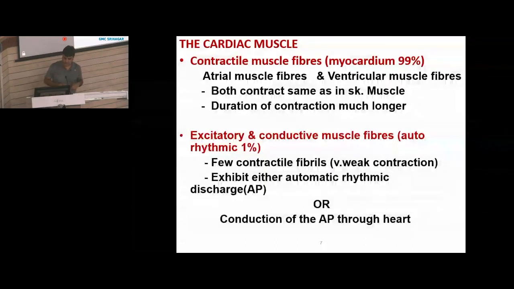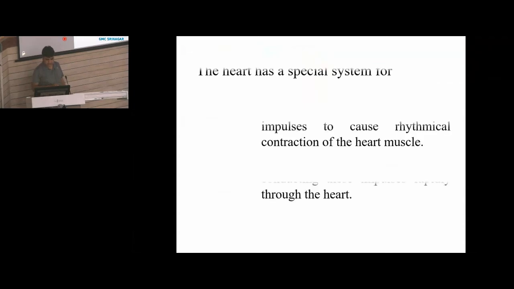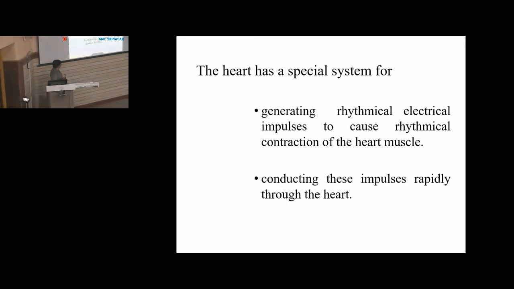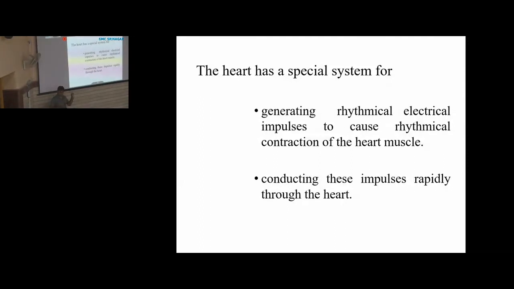So let us move forward. This is what I was telling you. The heart has a special system for generating rhythmical electrical impulses to cause rhythmical contraction, that is one property. Number two, conducting these impulses rapidly through the heart. So these are the two important properties of the conduction system of the heart.